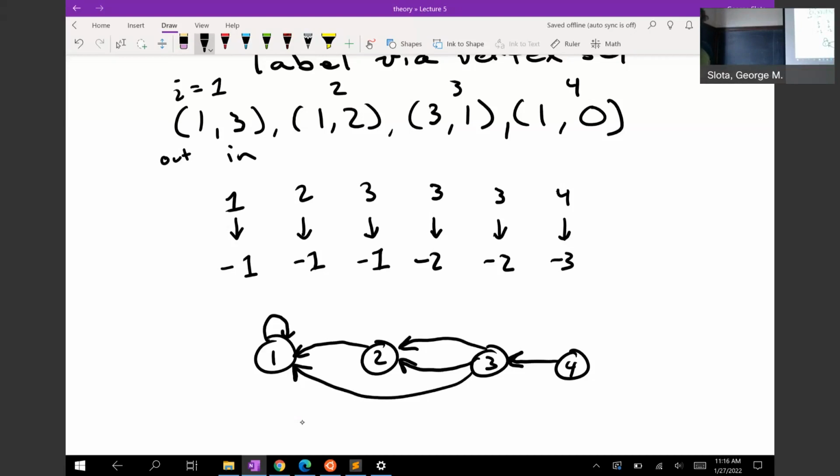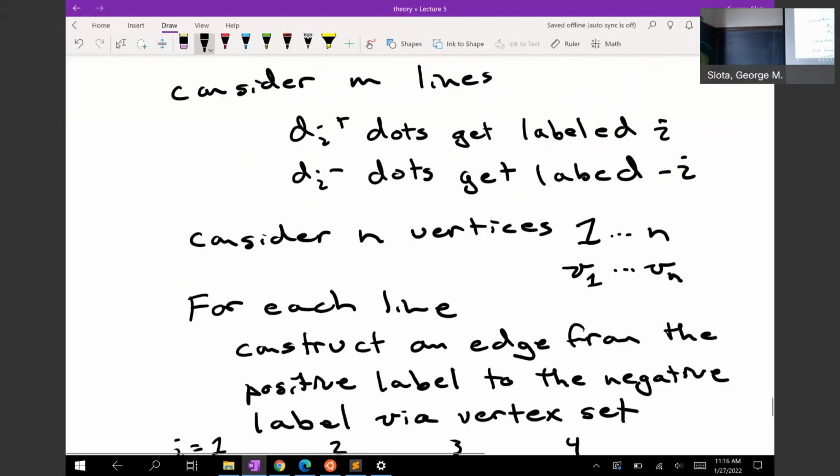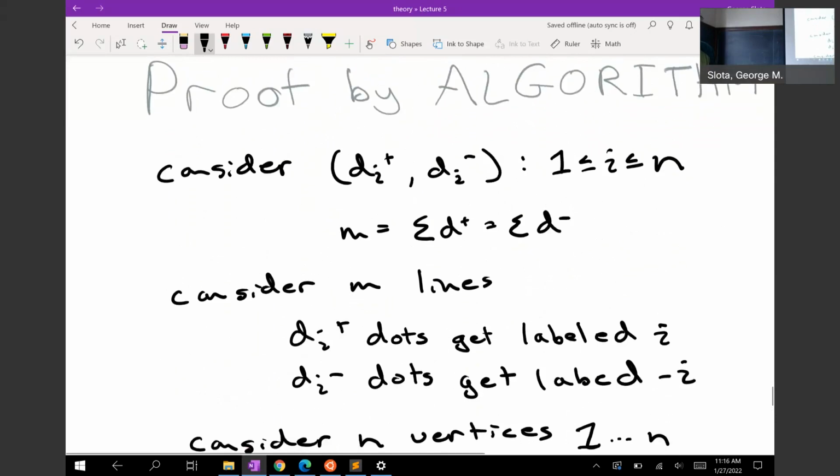Amazing. Okay. So this is pretty straightforward, I'd say. Really just proof by algorithm here. I mean, I'm going to ask you to do it on the quiz.